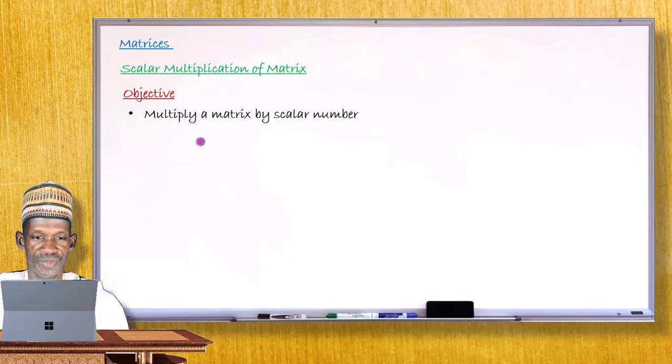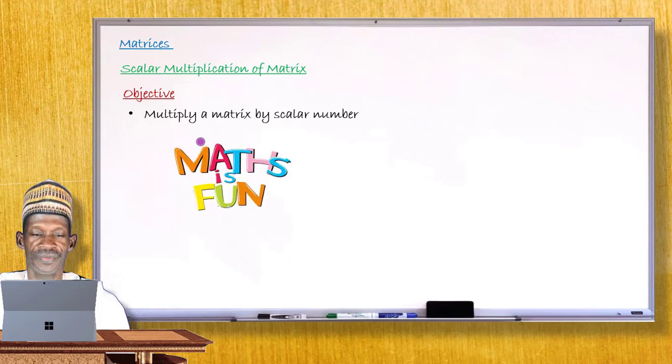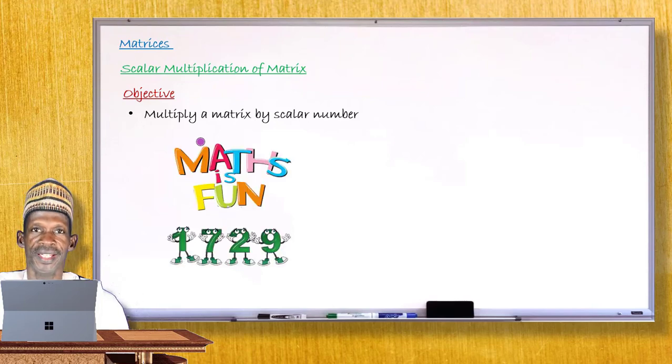My dear student, in your favorite segment of the lesson, Mercy is fun. Today, I'll give you another interesting number, 1729. This number is so interesting, so amazing. I will explain what is interesting about this number after completing my lesson today, so don't go away.